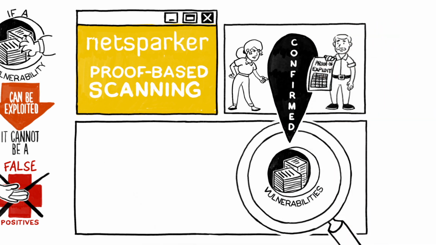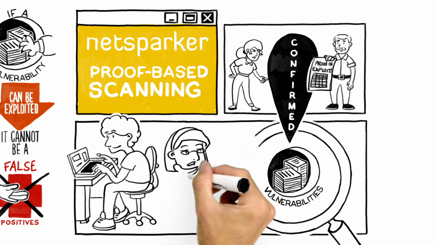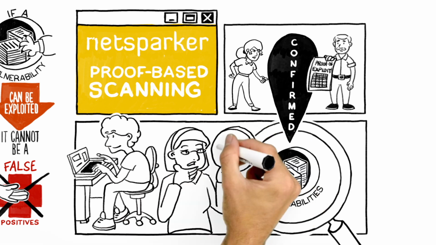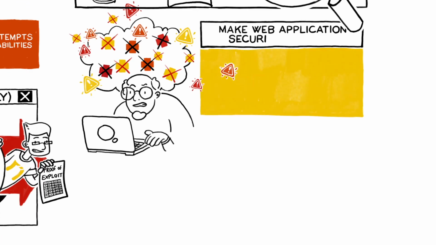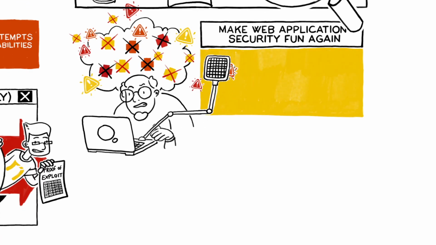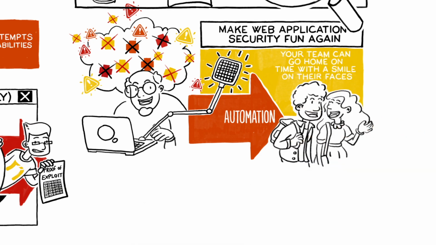What's more, ease of use means you can assign scanning to less technical staff and let senior engineers get on with writing code and fixing identified flaws. Kill the drudgery. Make web application security fun again. Only with Netsparker's automation can your team go home on time with a smile on their faces.